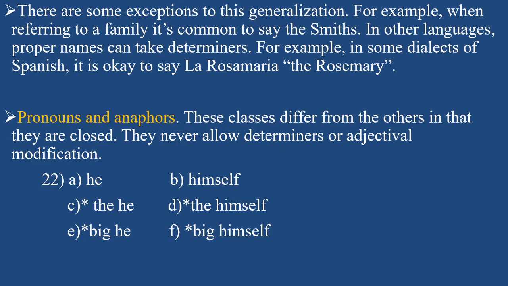There are some exceptions to this generalization. For example, when referring to a family, it's common to say the Smiths. Sometimes we use the when we're talking about a family name. In other languages, proper names can take determiners. For example, in some dialects of Spanish, it is okay to say La Rosa Maria, the Rosemary.